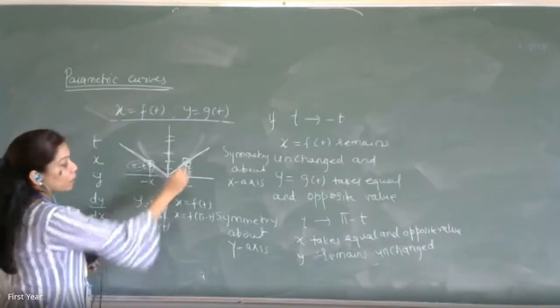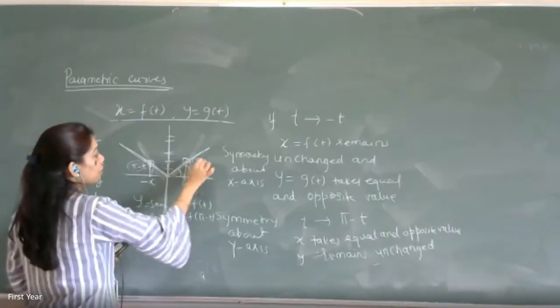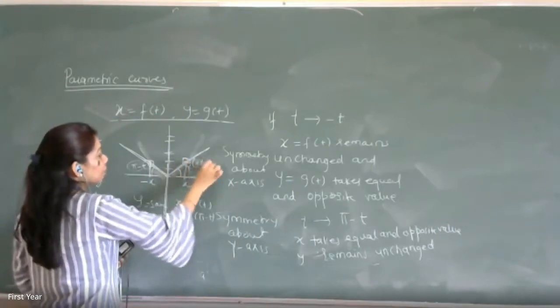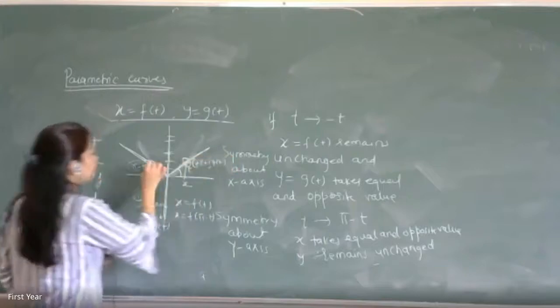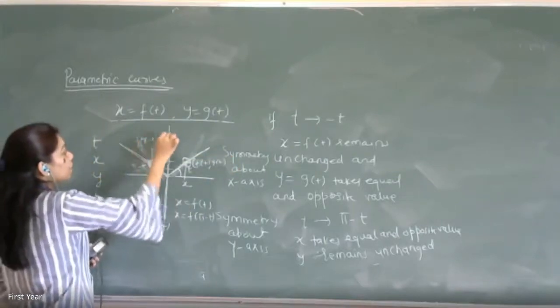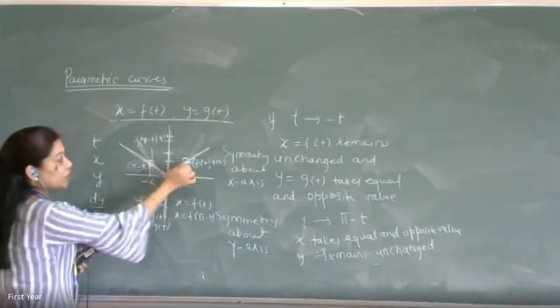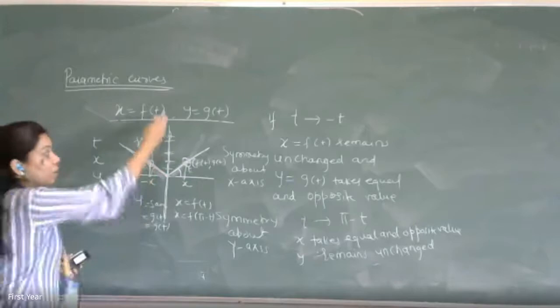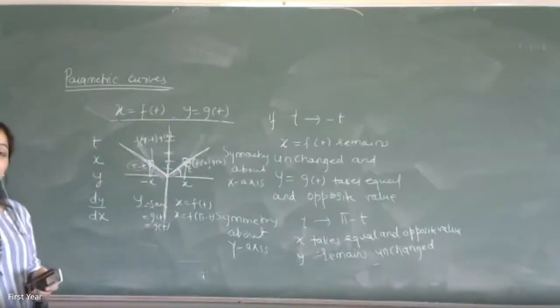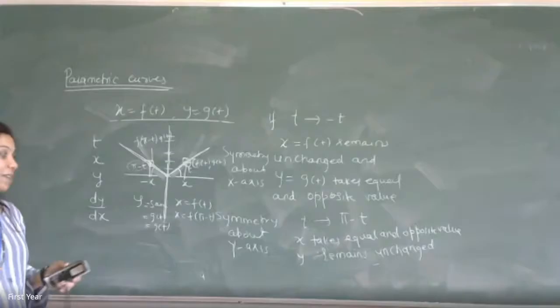So how I plot it? The point will be f of t. This is f of t comma g of t, and this point will be f of pi minus t comma g of t. Getting it? म्हणजे इथे आणि इथे तो कर्व सिमेट्रिक झाला. जसा इथे आहे तसंच इथे आहे. सिमेट्रिक अबाउट y एक्सिस. समजते का? Yes, ma'am. Okay, fine.